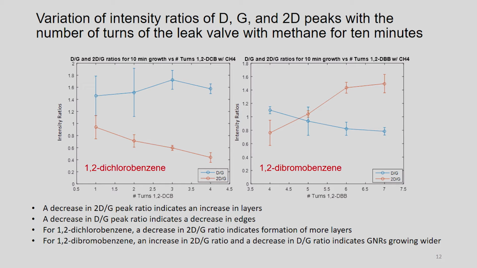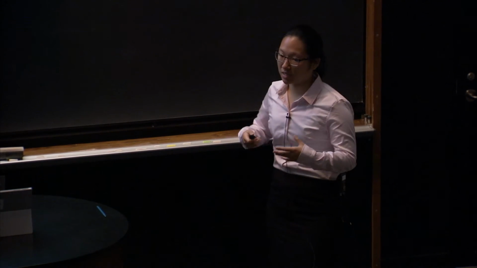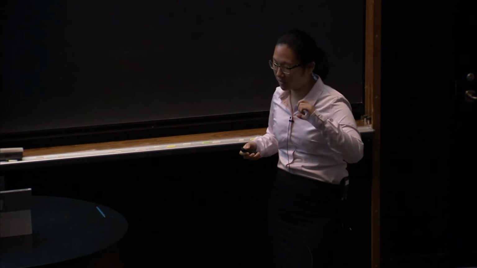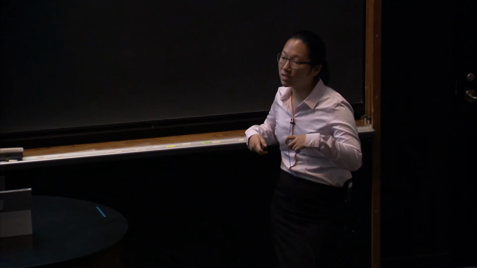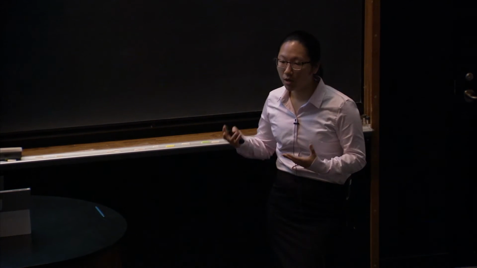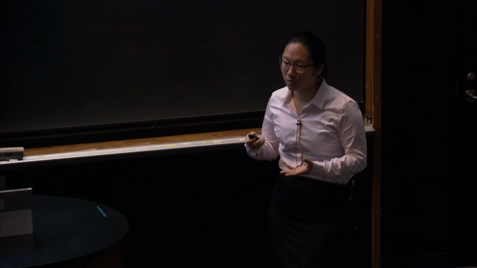This set of graphs compares the growth of the graphene nanoribbons with 1,2-dichlorobenzene and 1,2-dibromobenzene. So you can see for 1,2-dichlorobenzene that the D to G peak ratio stays approximately constant while the 2D to G ratio decreases. The decrease in the 2D to G ratio indicates that the samples were getting thicker. This would indicate that the graphene nanoribbons were growing longer, and perhaps new graphene nanoribbons were also being formed on the substrate.